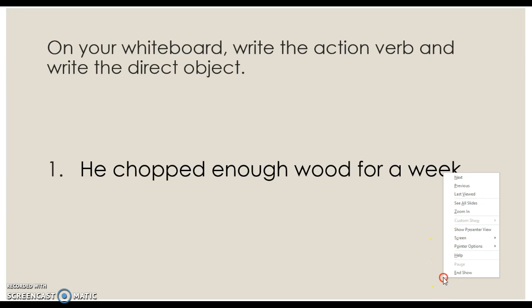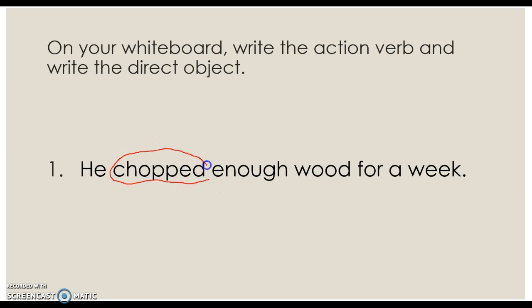So I'm going to ask myself, I'm going to use a different little pointer option here. Ooh, fancy. Let's use a pen. So I'm going to ask myself, what's the action that's happening in this sentence? And I see the action of chopped. So with me, would you write down the word chopped on your whiteboard or your paper? He chopped. That's our action verb.